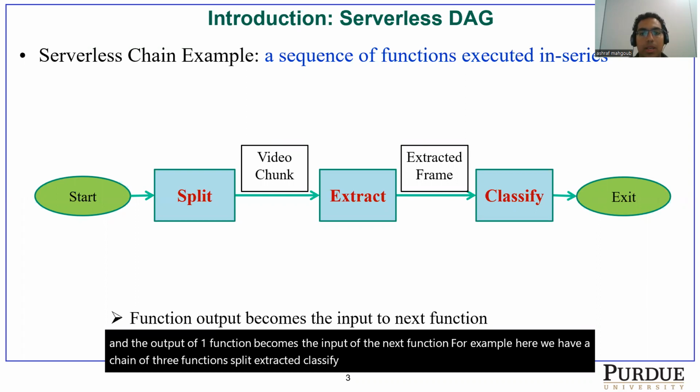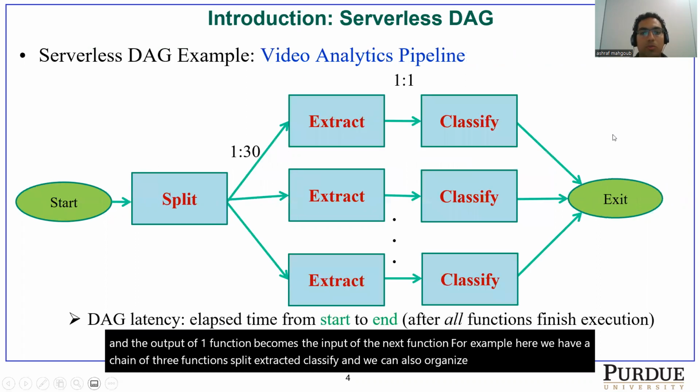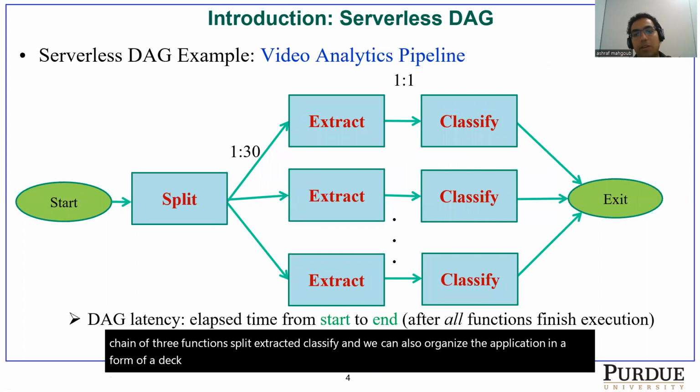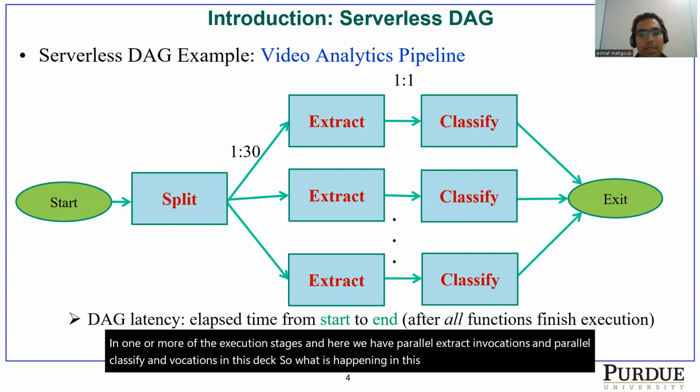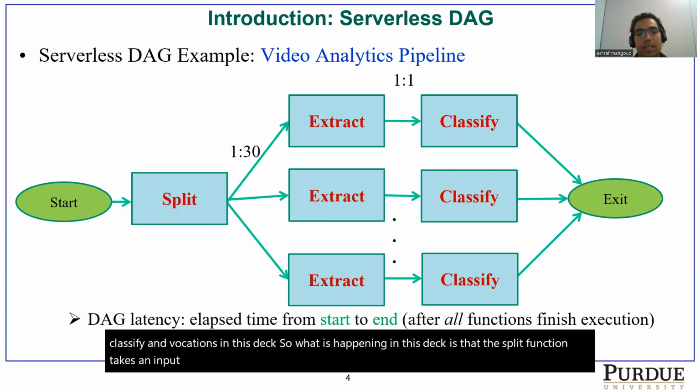We can also organize the application in the form of a DAG, where we can have a degree of parallelism in one or more of the execution stages. Here we have parallel extract invocations and parallel classify invocations in this DAG. What is happening in this DAG is that the split function takes a video as input, splits it into 30 chunks, and for each chunk we have an extract that extracts a representative frame, and then a classify that detects the objects in that frame.